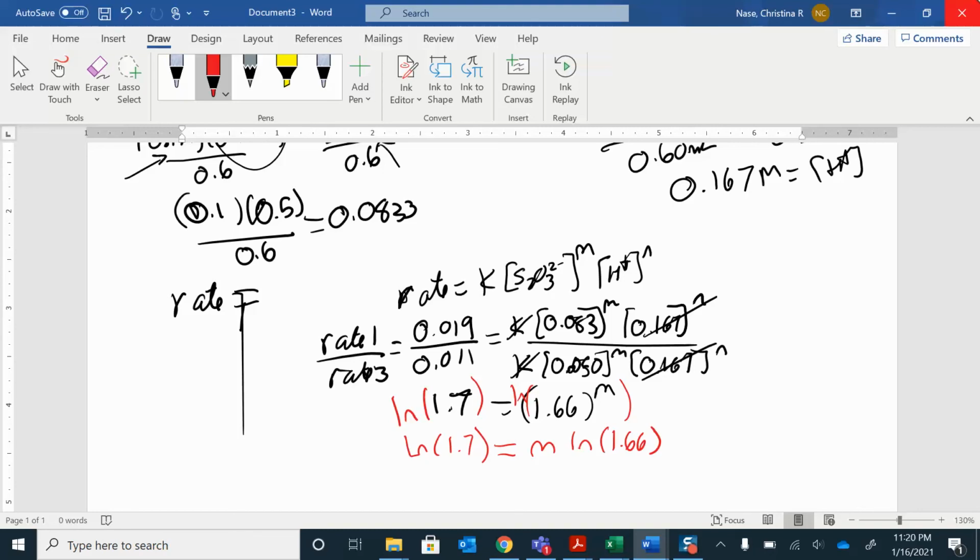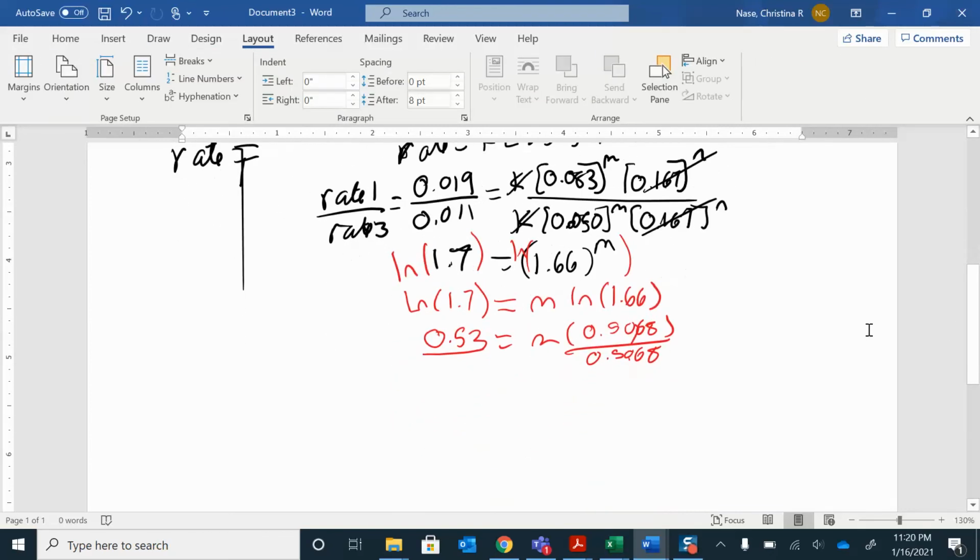So natural log of 1.7, when I put that in my calculator, I get 0.53 equals m times 0.5068. I'm going to divide both sides by 0.5068 to solve for m, so I end up with m equal to 1.05, which is about equal to 1. Okay, so I have m equals 1. I'm just going to go to the closest whole number. They don't have to be whole numbers, but usually when we do them in class, they're whole numbers.